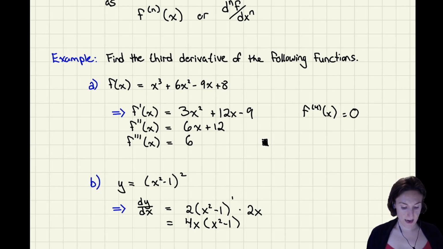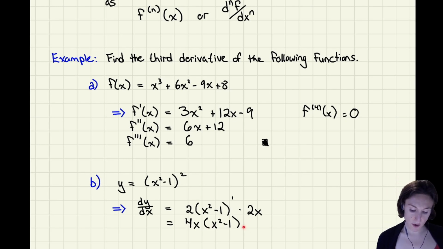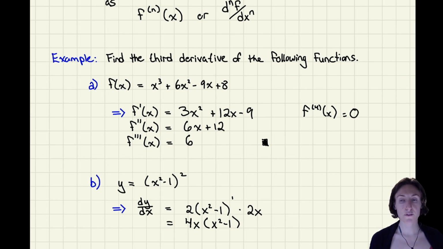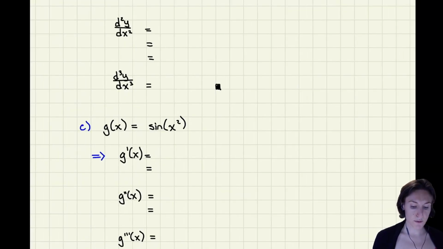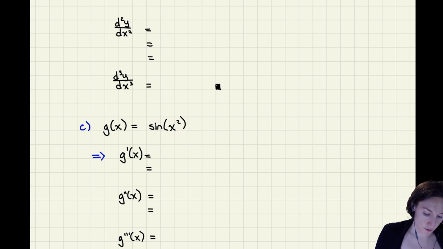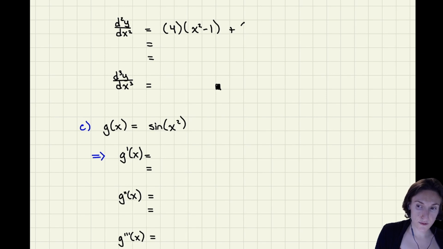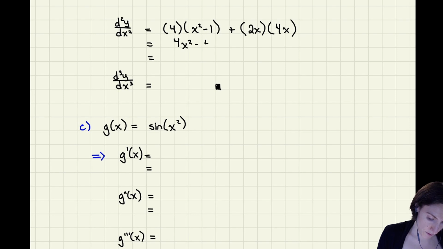Now, if I want to differentiate this again, okay, I have to do the derivative of the first times the second plus the derivative of the second times the first. If you wanted to first expand this into a polynomial and then differentiate, that's also fine. I'm just going to do it with the product rule so we get some extra practice. So the derivative of the first is 4. The second is x squared minus 1 plus the derivative of the second, which is 2x, times the first, which is 4x. Okay, so if we expand this, what do we get? I'm going to get a 4x squared minus 4 plus 8x squared. So I'm going to get a 12x squared minus 4.